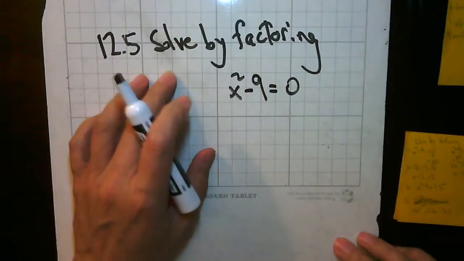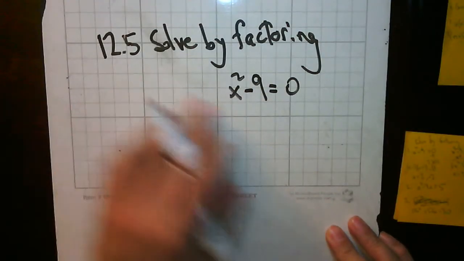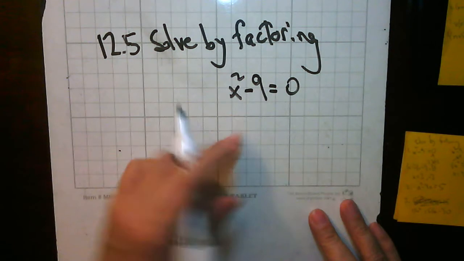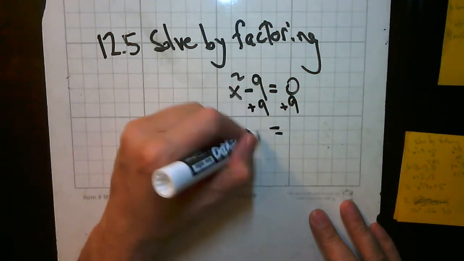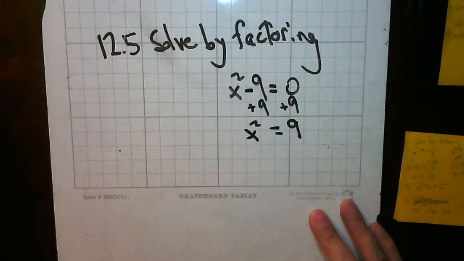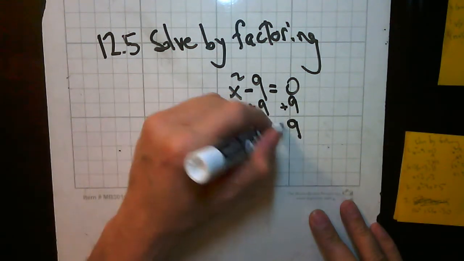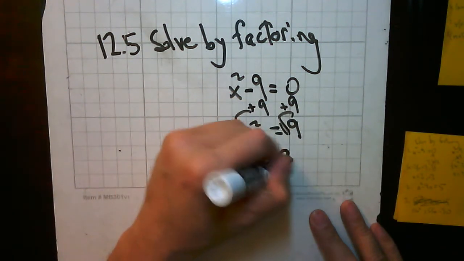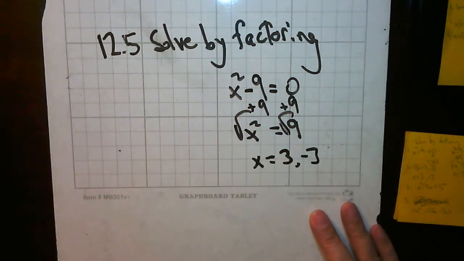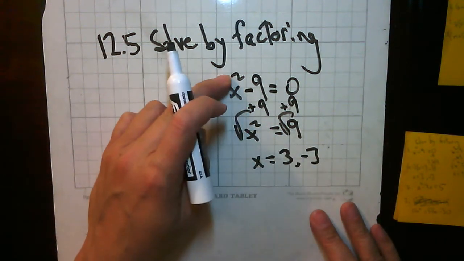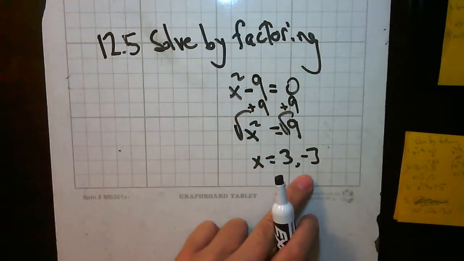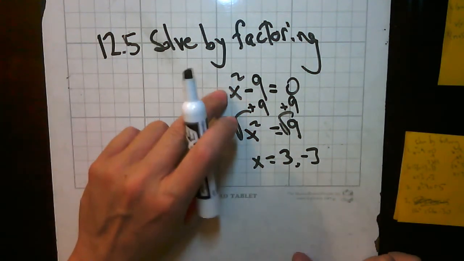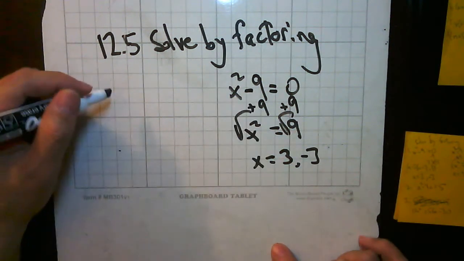Okay, in this video, we're going to be solving by factoring. In the last section, 12-4, we solved these by taking square roots. So in this case, we can take the square root, and we get x equals 3 and negative 3. Again, you have a squared term. This is a quadratic. You're going to expect two answers. So here we have positive 3 and negative 3. You can only do this if there's no b term.